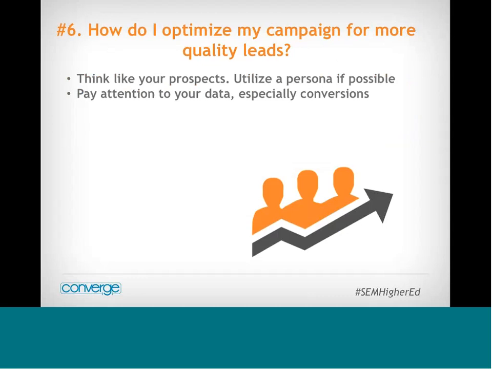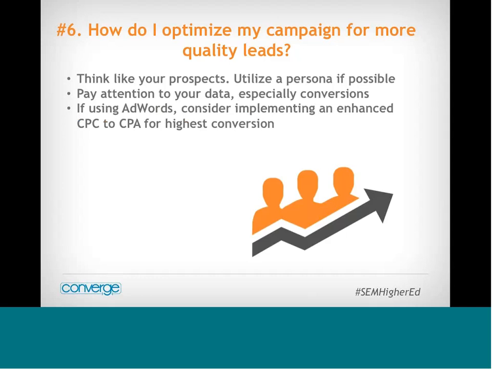That's the first step. Second step is pay attention to your data, especially conversions. The conversions are really indicative of a quality lead. Obviously, that's what you want. You want a conversion. So paying attention to what drives that is immensely important to optimizing your campaign. If you're using AdWords to get the most conversions, you can consider implementing an enhanced CPC, which Haley had just touched on, where that will bid where the greatest propensity to convert will be.